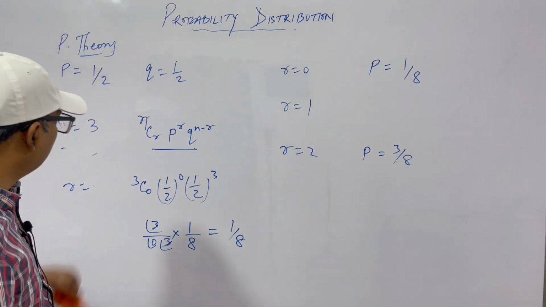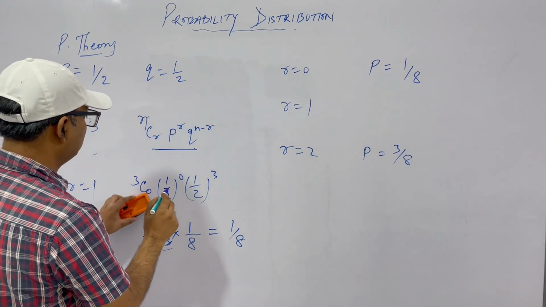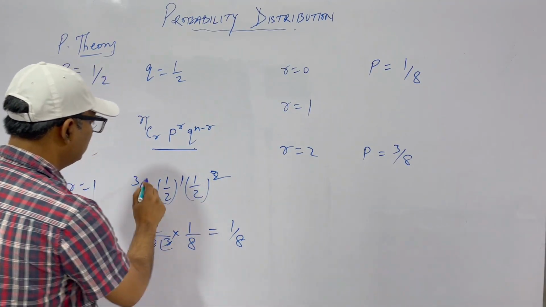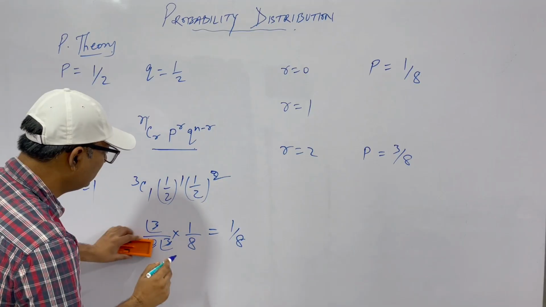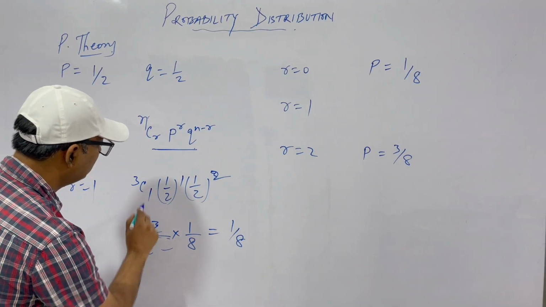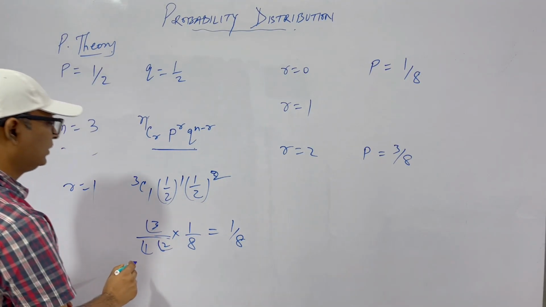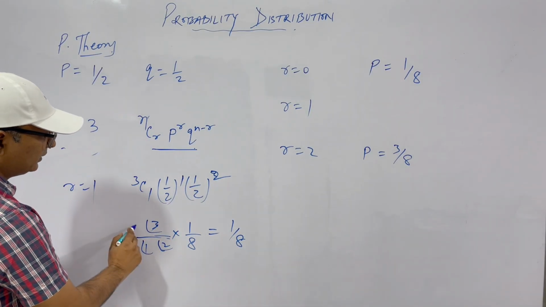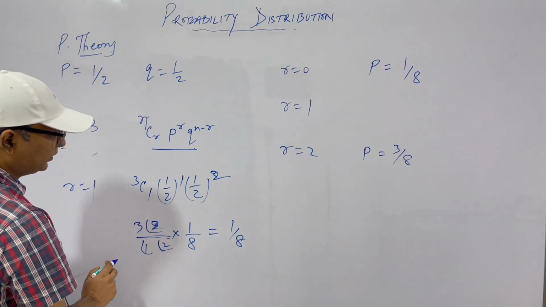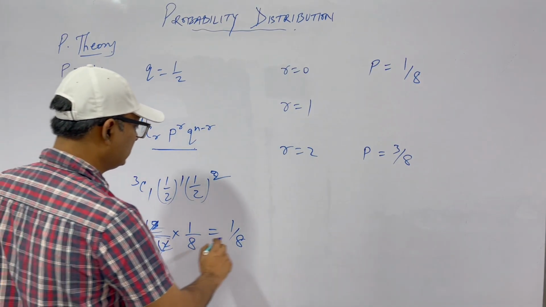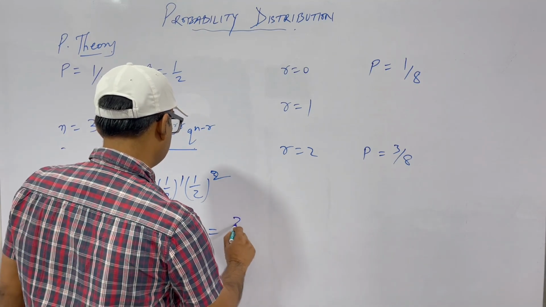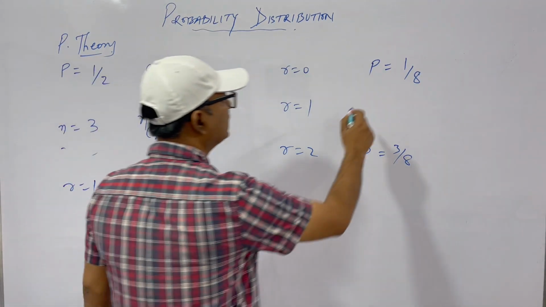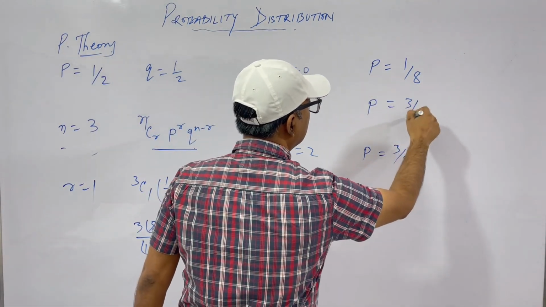Getting head 1 number of time, exactly 1 number of time. This will be 3C1 (1/2) to the power 1 (1/2) to the power 2. So this is factorial 3 over factorial 1 factorial 2, and this will be 1/2 times 1/4. This is 3 into factorial 2 over factorial 2, so this cancels. Again, what is the answer? 3 by 8. So for r equal to 1, this is again 3 by 8.